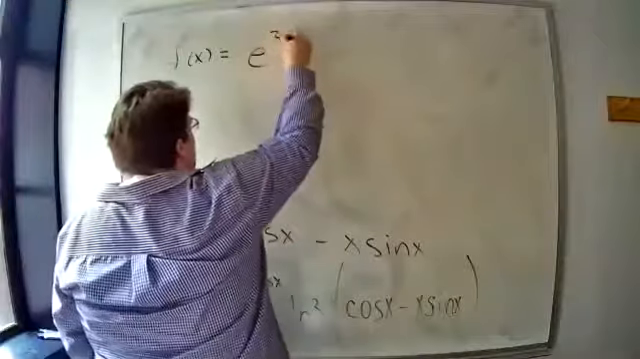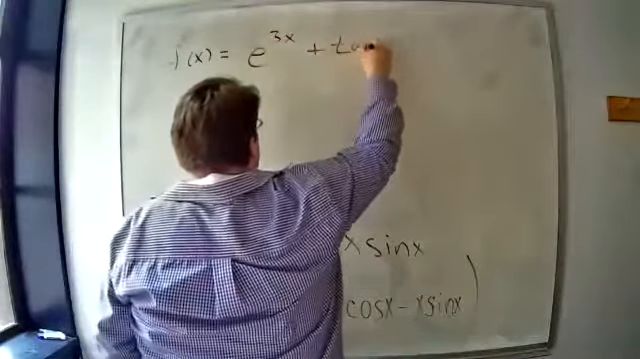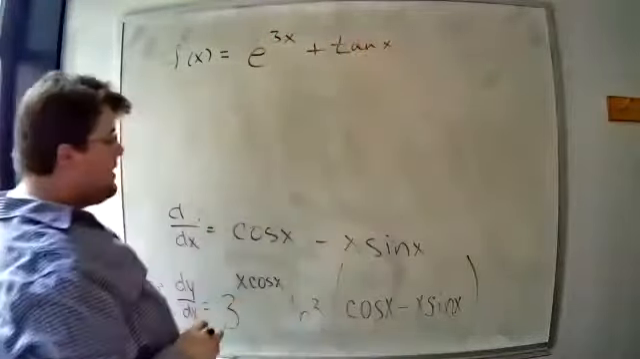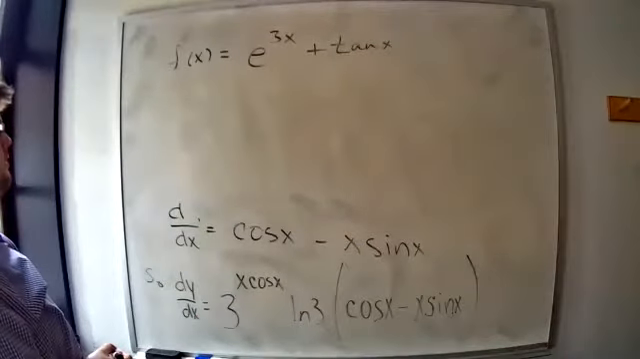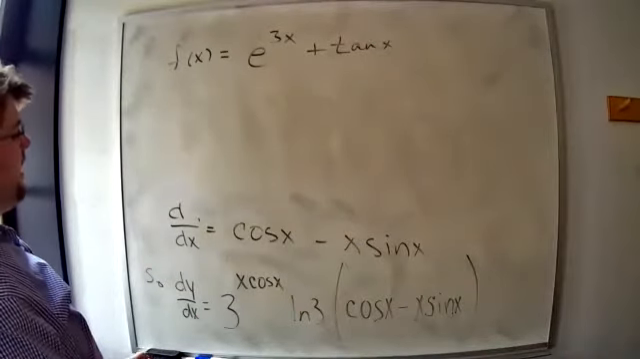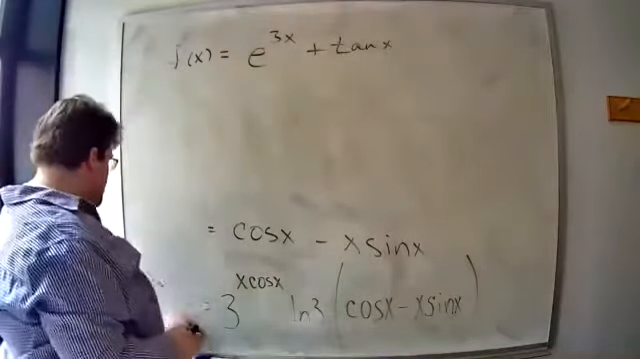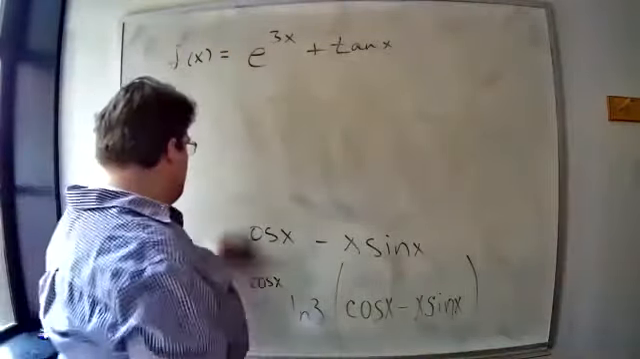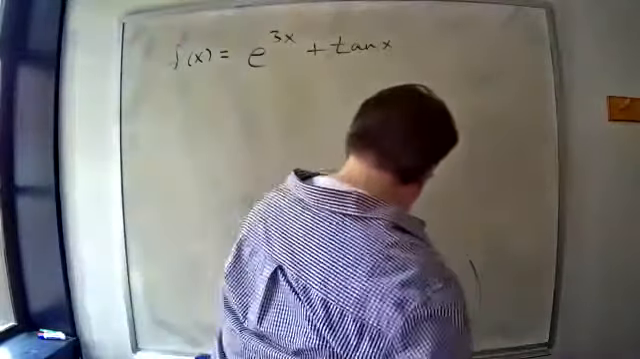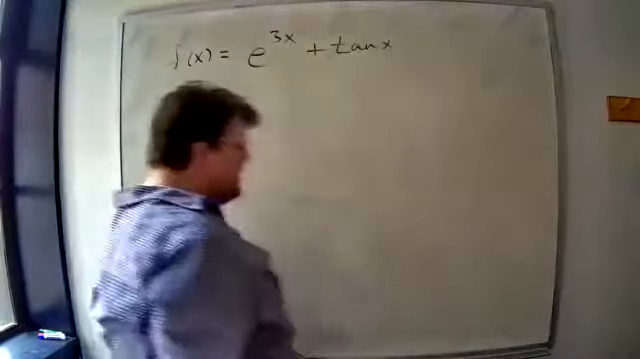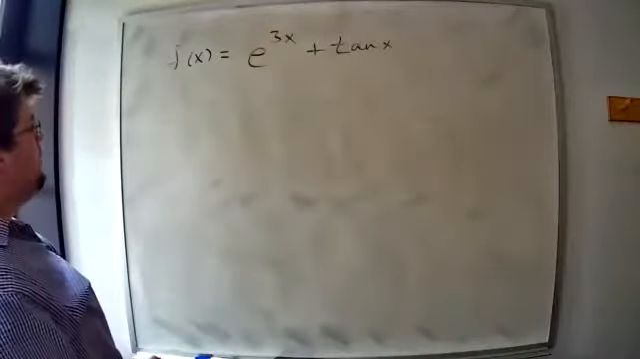What was it? e to the 3x plus tangent x. Find the second derivative. This is actually a much, much more annoying computation than it had to be, because I made that a tangent x. The second derivative of tangent x is a really obnoxious derivative, I think. But let's go through it.